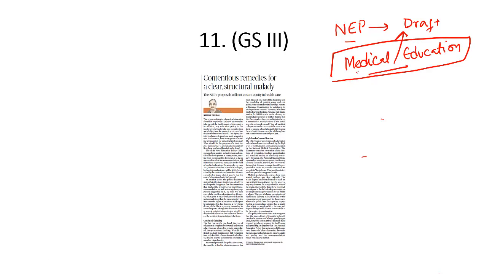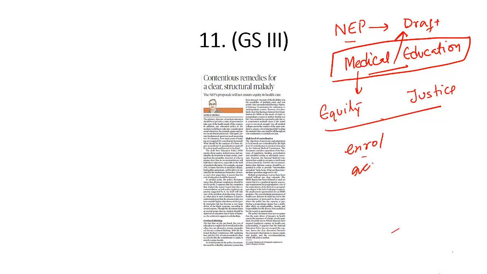How? According to this draft, equity is required, justice is required, but where? When you are enrolling doctors and when you are providing access to patients in accessing these medical facilities. In both these matters, in enrollment for doctors and access to medical education and medical equipments, equity and justice is the need of the hour. But this draft national education policy on medical education, the author says, is confusing.